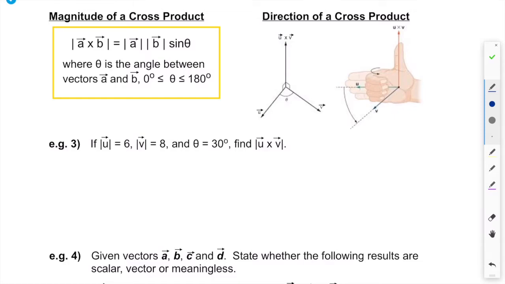Since the cross product is a vector product, it has a direction, right? In order to determine geometrically the direction of a cross product, if I'm looking at U cross V, you will have to use the right hand rule.